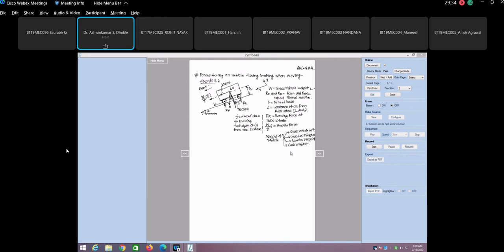Okay, so this is specifically useful when you design a new vehicle and give it for the testing for the emission, then you have to declare all this data. Okay, does that answer your question?